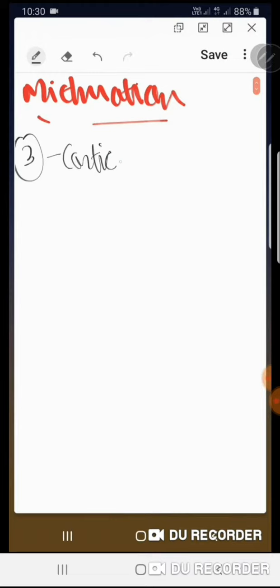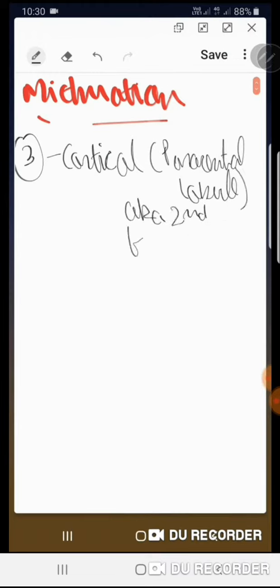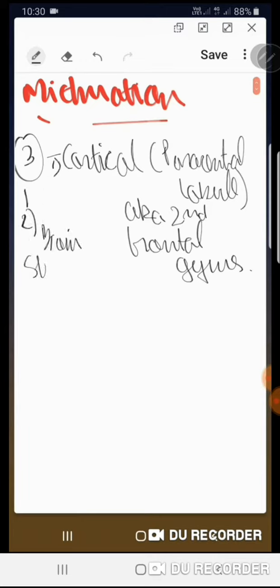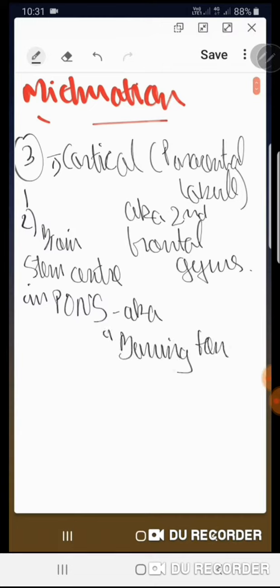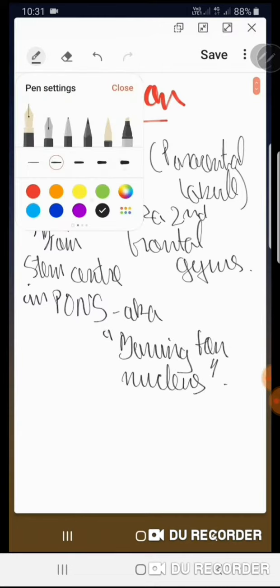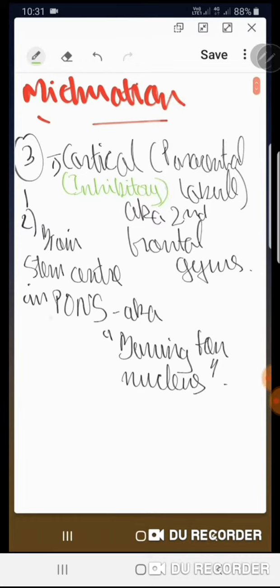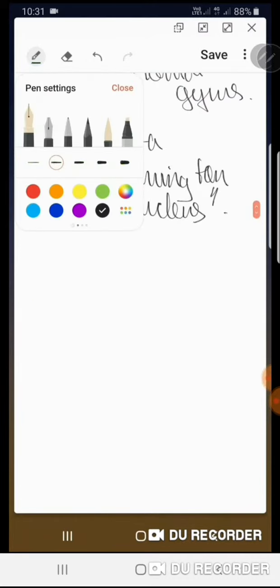Talking about micturition, basically there are three micturition centers in the central nervous system, starting with the cortical center of the paracentral lobule. It's also known as the second frontal gyrus. This is basically inhibitory to the brainstem center, which is in the pons, known as the Barrington nucleus. The brainstem center is facilitatory to the spinal cord centers of the spinal cord arc.